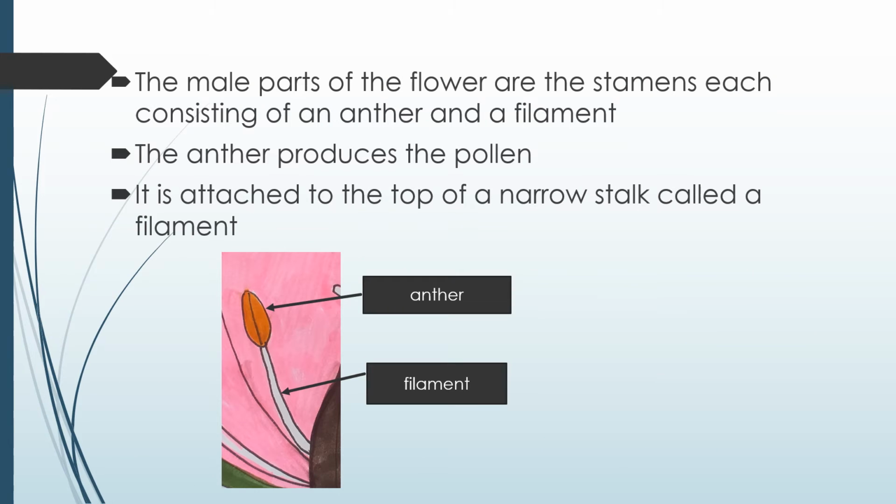The male parts of the flower are the stamens, each consisting of an anther and a filament. The anther produces the pollen, and it's attached to the top of a narrow stalk called a filament.